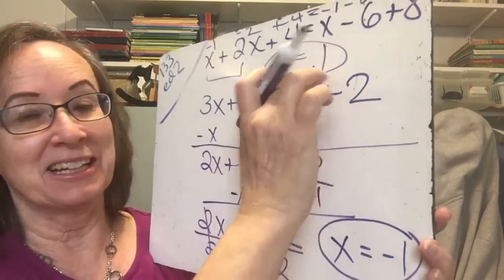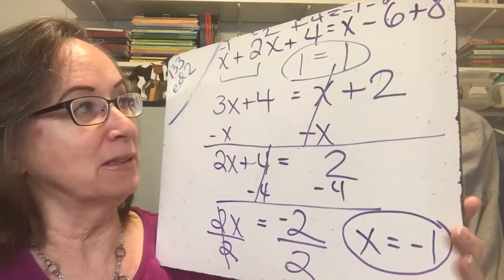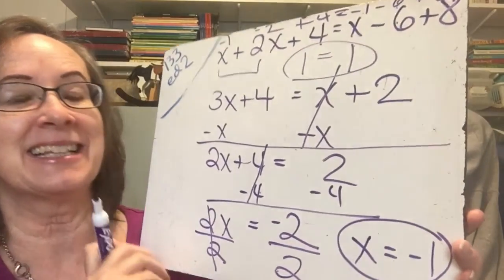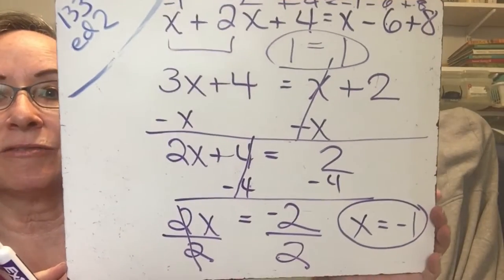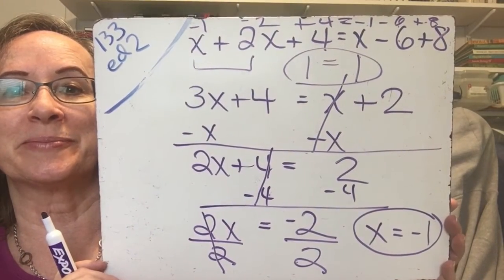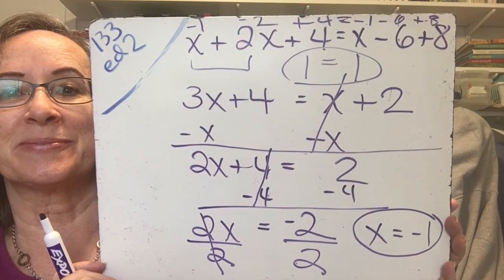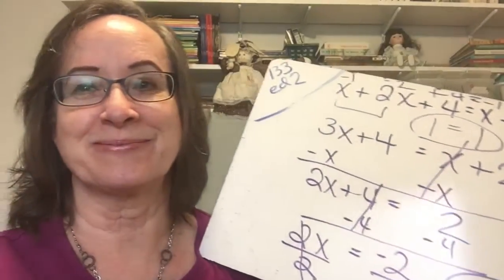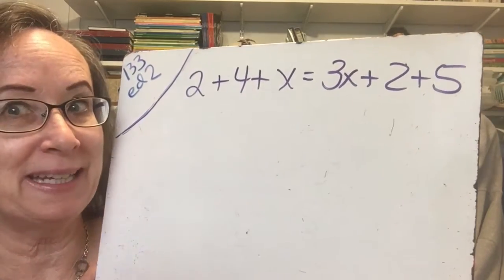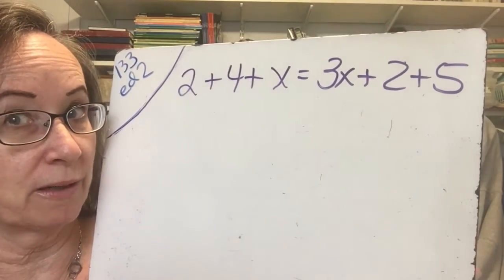We got it equaled on the top, so x is equal to negative 1 is the solution. So that was your first practice problem. And this is the last problem, the last practice. So copy it down and pause your video.